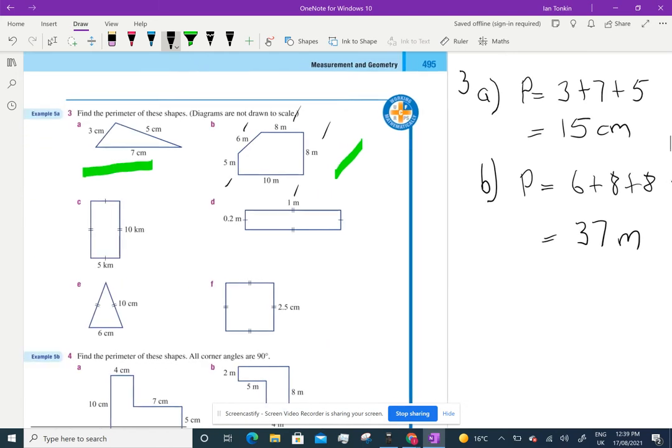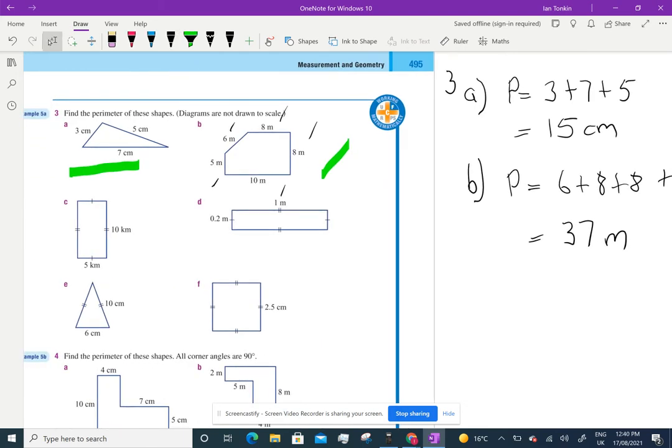The next one. This is in kilometres. This is a really big rectangle. Now, what you need to understand is when you see the same symbol on sides of a shape like that, it indicates that they're equal. So that means that this is also 10. And over here we've got a 1 stroke here and a 1 stroke here. So this is also 5.